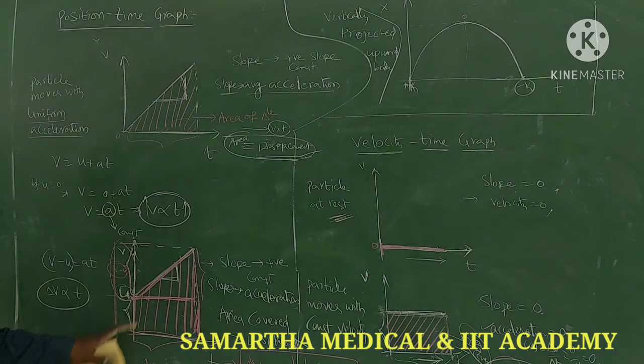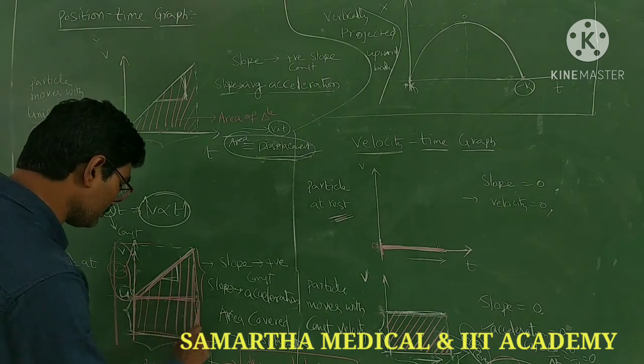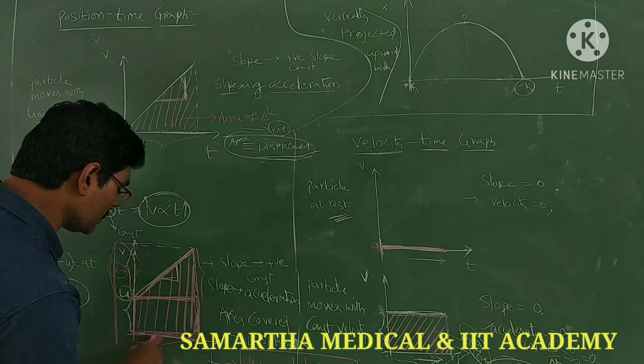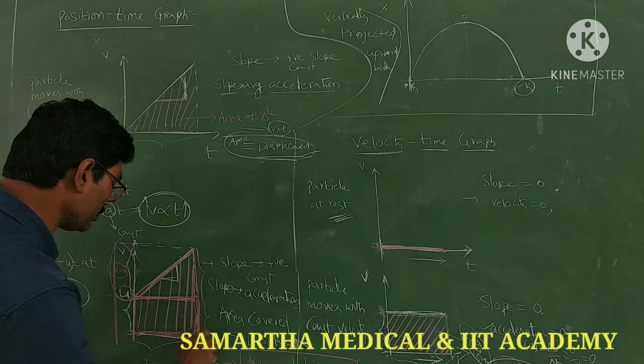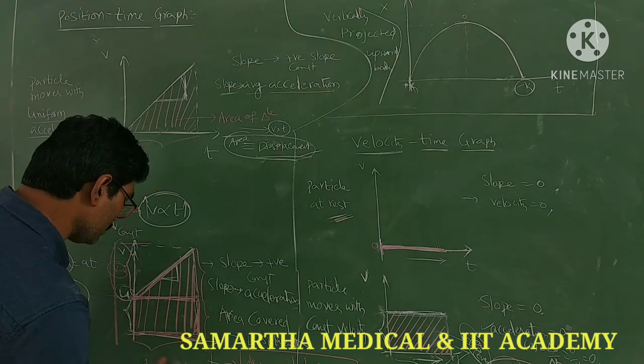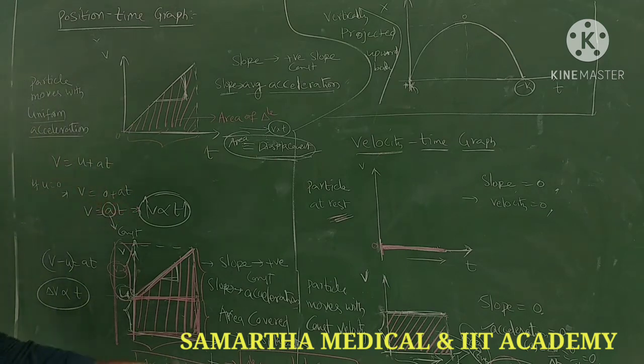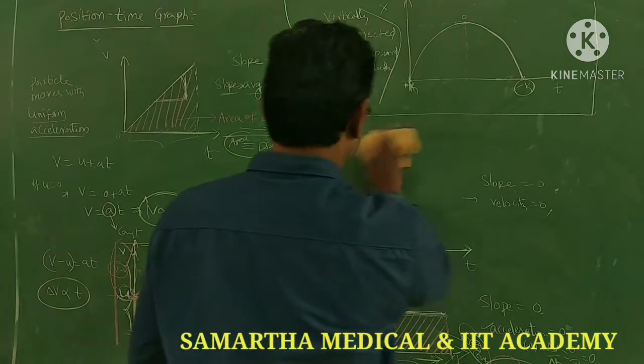So the area of a rectangle is length into breadth. What is this length? The length is 0 to t, and the breadth is U. So like this you can calculate the area covered, U into t. So like this you can take it for the velocity time graph.